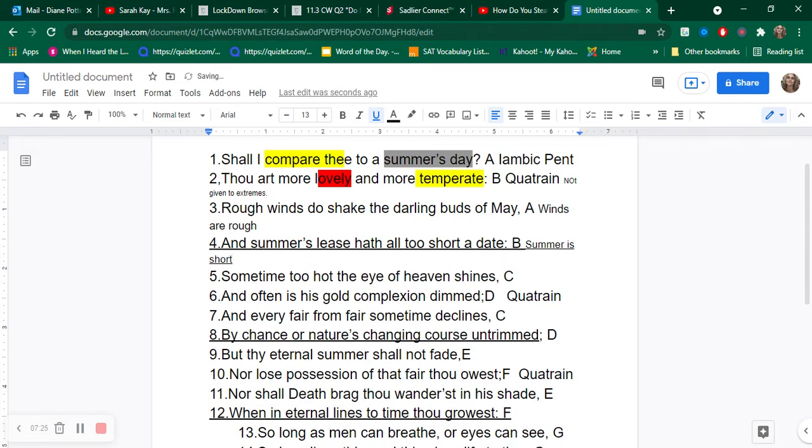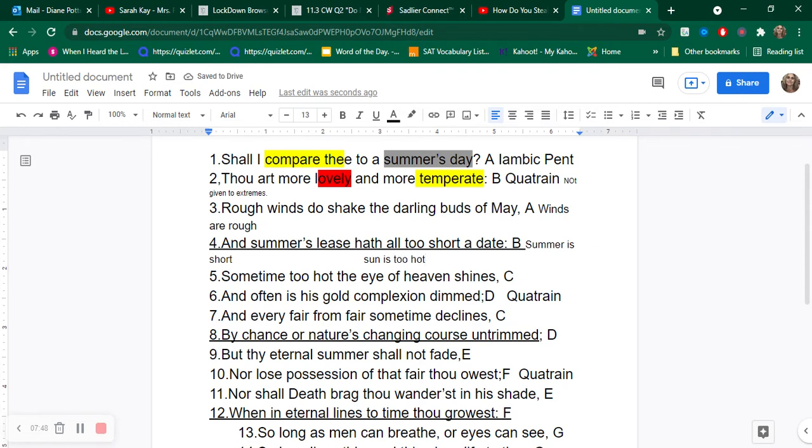Summer is short. Why is that underlined? I don't need to underline that. So it's too short. It's too rough. She's not moderate and temperate and lovely like she is. Sometimes too hot, the eye of heaven shines. I'm going to say this is about, what do you think the eye of heaven is? Sun, that's right. The sun is too hot.